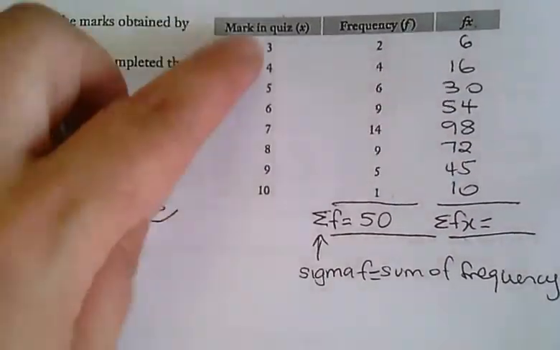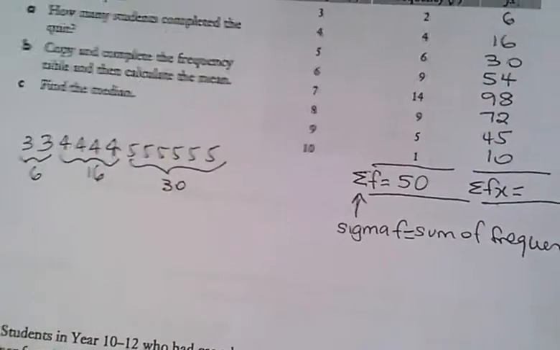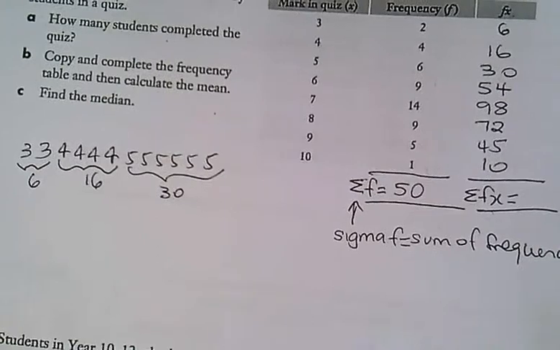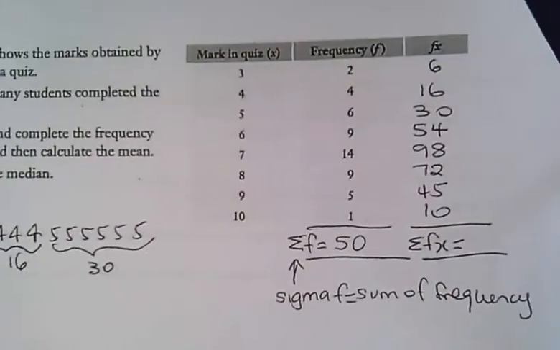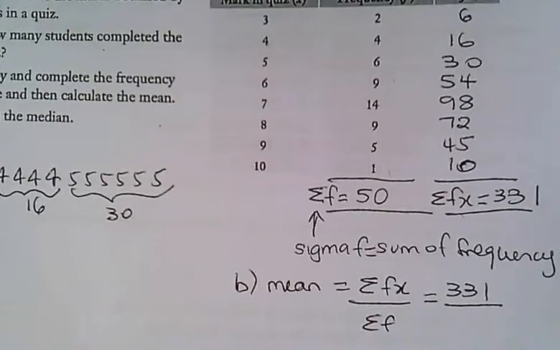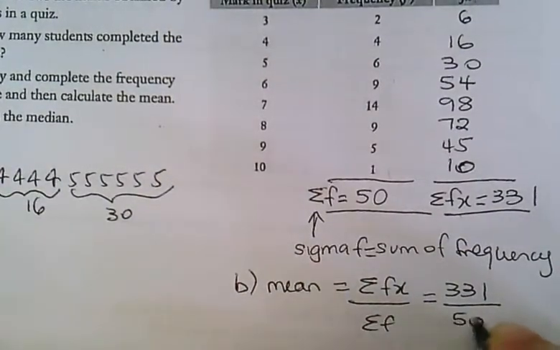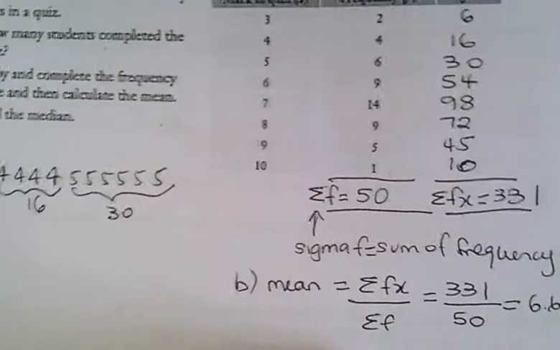Now that is the same as adding up, if I did continue this thing here on the left, it is the same as doing that. But I'm not going to do that because that's ridiculous. All right? So what do you get, sigma Fx? So the sum of the Fx's over the sum of the frequencies, which is 50. 6.62. So we get 6.62 is our mean.